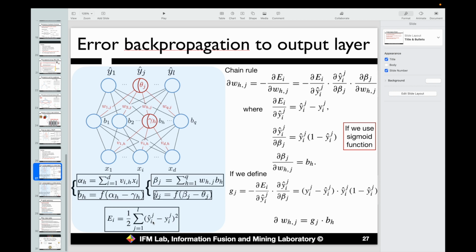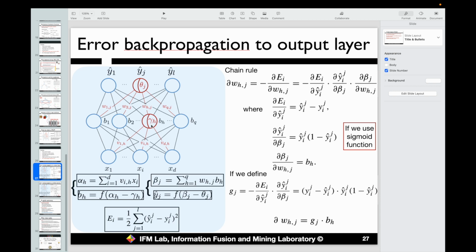Then let's talk about how to train the model. The training is still based on gradient descent. How can we train the model? Because we have so many different parameters in the model architecture, we have both W, theta, V, and gamma here. These are all the parameters to be learned by the model.